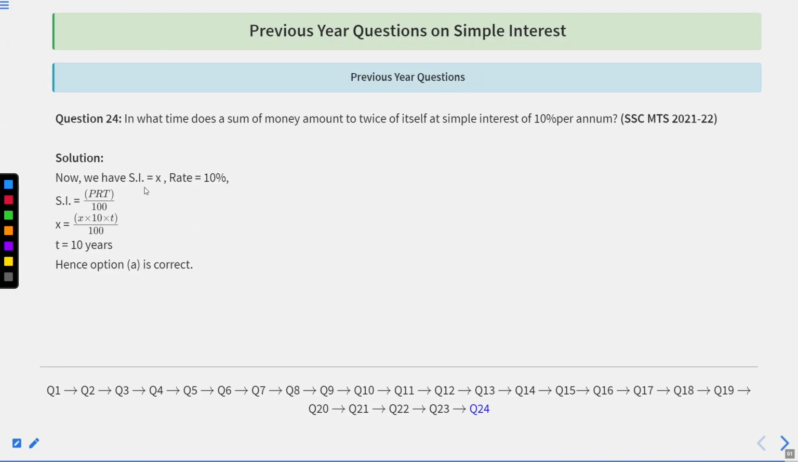So now we have simple interest equal to x and the rate of interest is 10%. Simple interest equal to PRT upon 100 will give x equal to x times 10 into t upon 100. So x and x get cancelled, and we have t equal to 10 years. So the correct option here is option A.